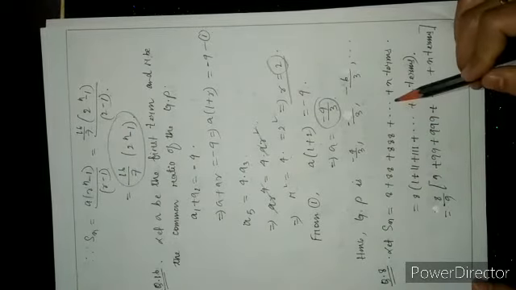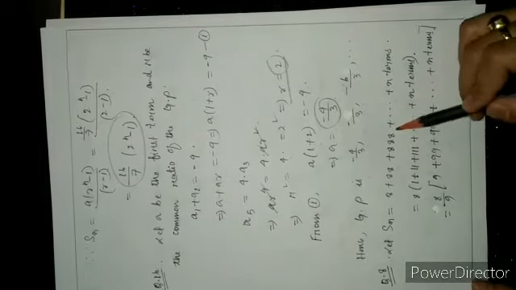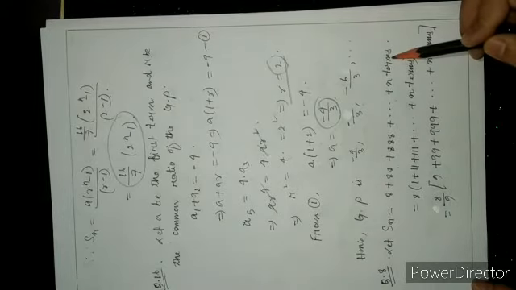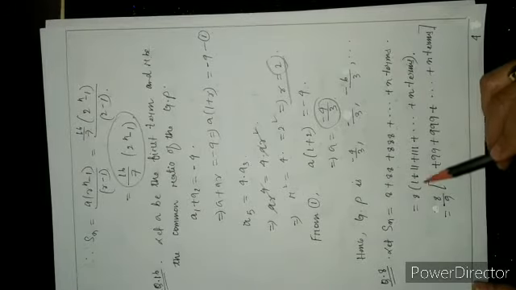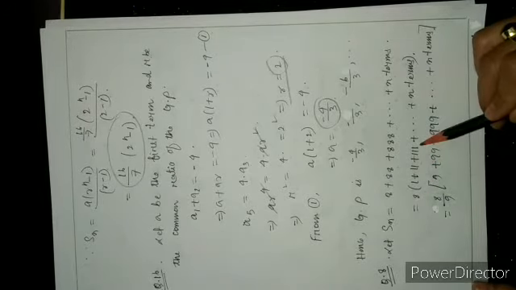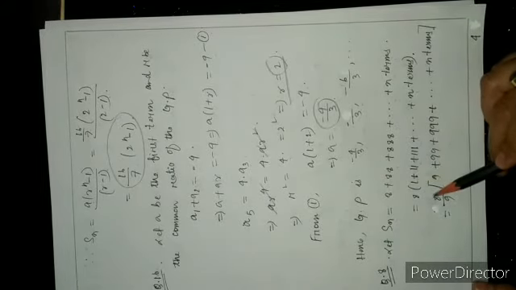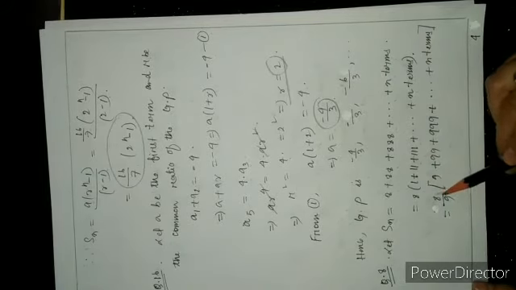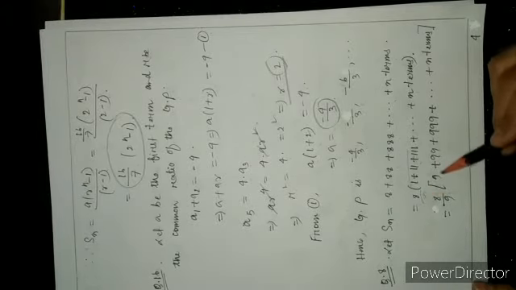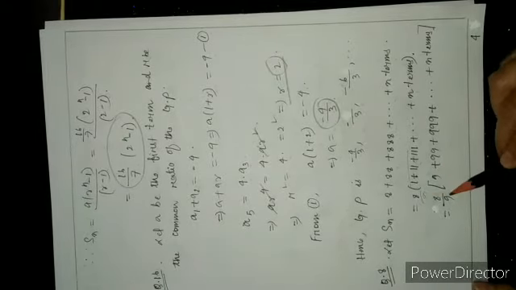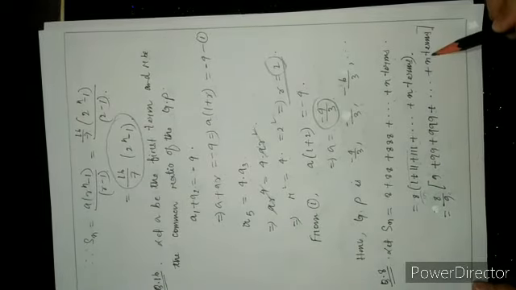the first n terms of the sequence: 8 plus 88 plus 888 plus up to n terms. Take 8 common: 8 times (1 plus 11 plus 111 plus up to n terms). Multiply and divide by 9: 8 by 9 times (9 plus 99 plus 999 plus dot dot dot up to n terms).